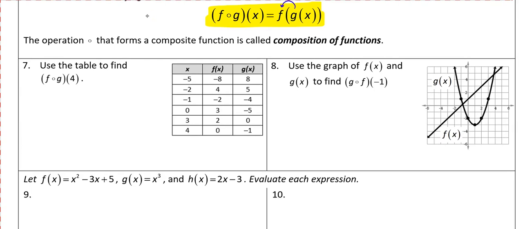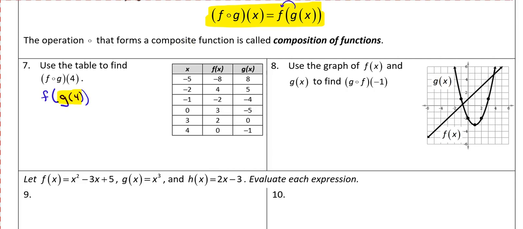So we're going to use the table to find f of g of x. So f composed with g of x is how this is written. So f composed with g of 4. So when we write this, I'm going to rechange this into that second notation. So f of g of 4. And we write it in the same order that you can see right there, f with a little circle g, f parentheses g. Now what this tells me to do is the first thing I have to do is find g of 4.